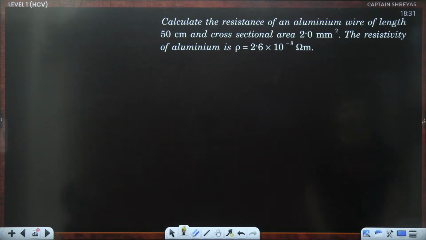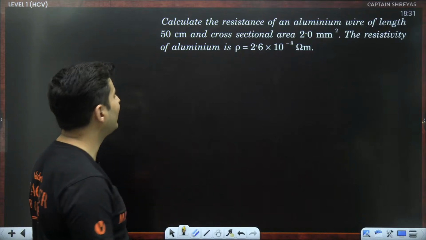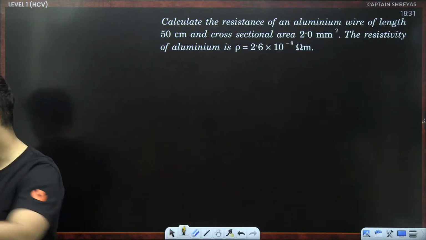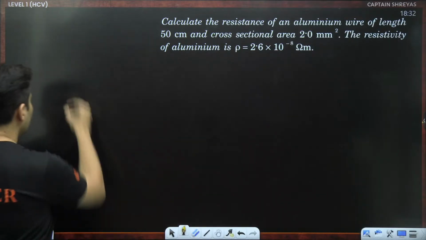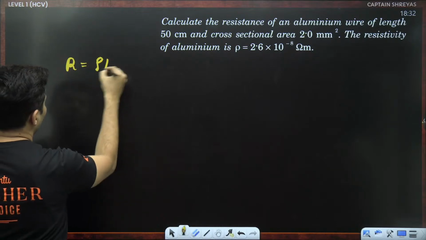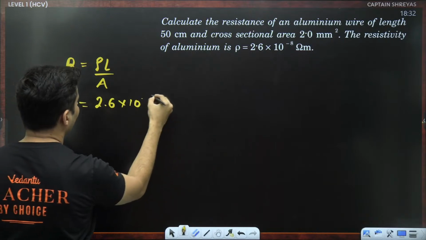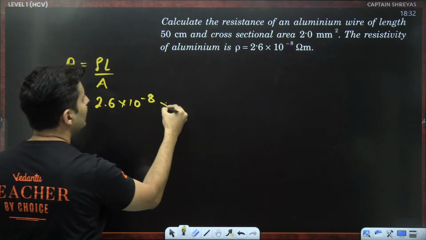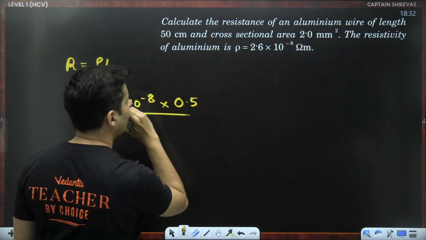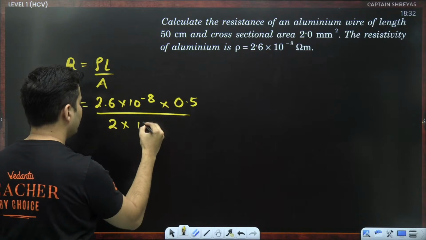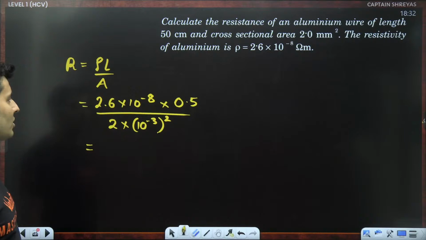Here it is. Calculate the resistance of aluminum wire of length 50, cross section this much, resistivity is this much. Which formula do you use for the resistance? R is equal to rho L by A, right? So let's use that. Resistivity is 2.6 into 10 to the power minus 8 ohm meter. Length 50 centimeter is 0.5 meters divided by area 2 millimeter, millimeter is 10 to the power minus 3, square it.